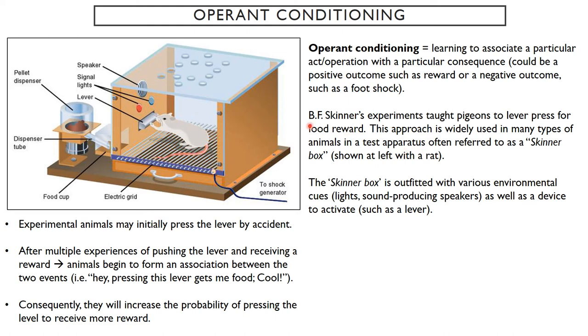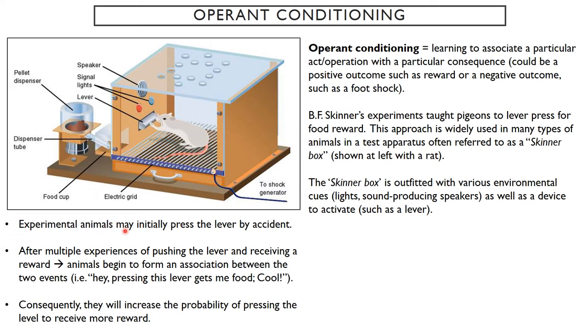There's a famous psychologist in the middle part of the 20th century who worked on developing the principles of operant conditioning. His name is B.F. Skinner. He taught pigeons to lever press for a food reward. That was one of the first experiments to show this, and he did all kinds of experiments with all kinds of animals, including humans. This approach is widely used in many types of animals in a test apparatus that we now call a Skinner box. The box is outfitted with various environmental cues, such as lights, sounds, and speakers, and devices like levers or other things. And oftentimes there's a chute that'll give out pellets, little bits of food, or say candy.